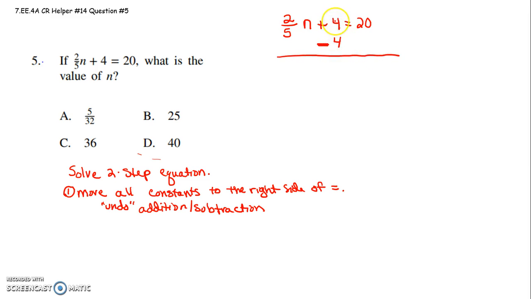If I subtract 4 here, that will zero out, which gets me towards my goal of isolating n all by itself on one side. But in an equation, if I'm going to subtract 4 from the left side of the equal sign, I must subtract 4 from the right side of the equal sign. That way the equality remains. 4 minus 4, those zero out. We don't even write that in because our goal is to get n by itself on one side. So now I have my 2/5 n by itself on one side equals 20 minus 4 is 16.